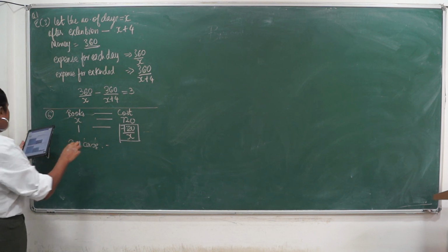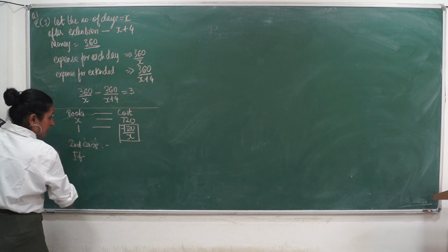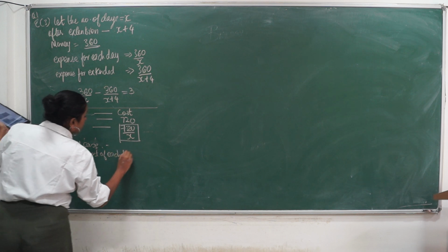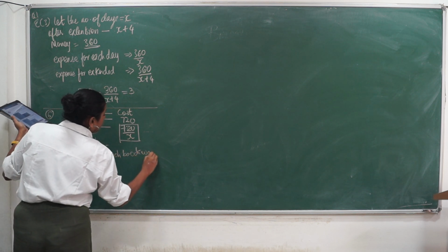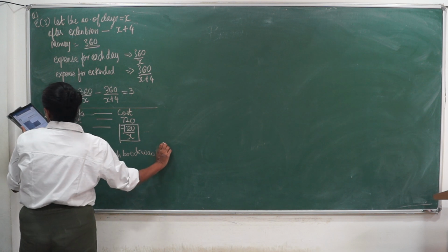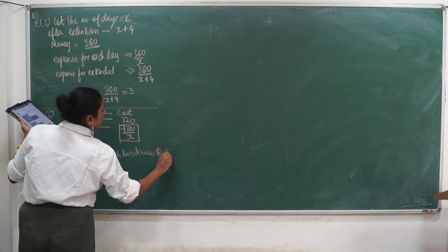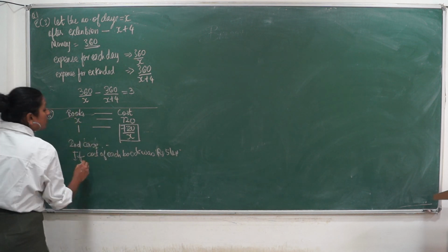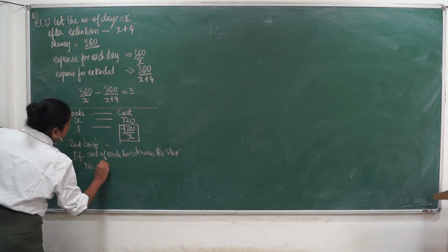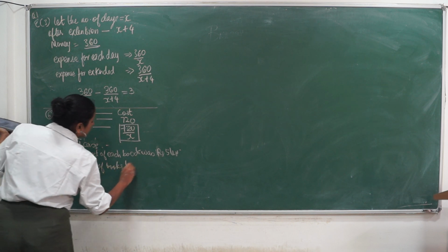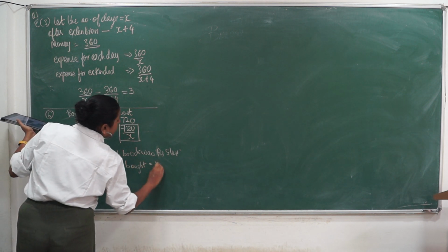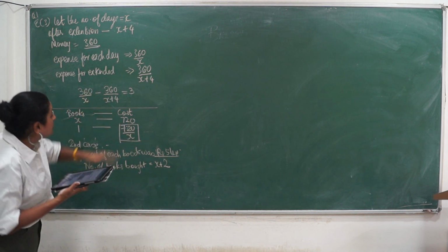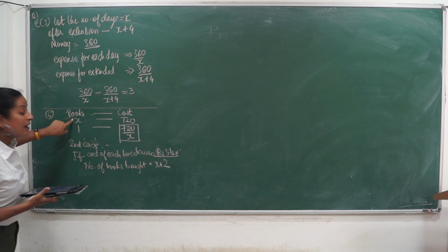Okay, so what is the condition that they are saying? If the cost of each book was 5 rupees less, how many books could I have bought? The number of books bought would have been x plus 2. Explaining the 5 rupees less for each book: this is the cost, this is the number of books.